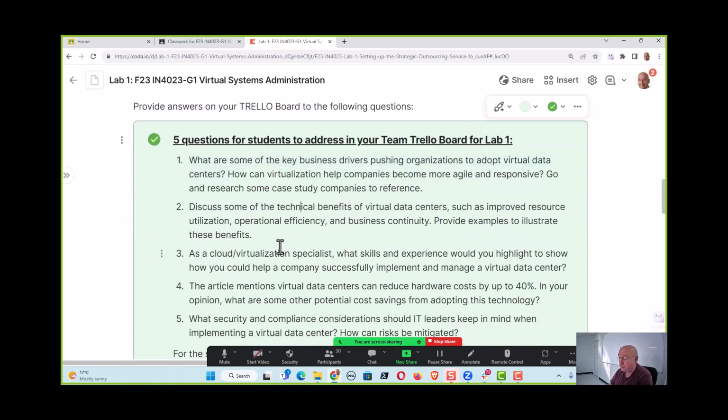Discuss some of the technical benefits of virtual data centers: improved resource utilization, operational efficiency. Now, business continuity, define what these terms mean. Business continuity means if the people running the company get killed, are there going to be other people who can figure out what they were doing and keep it going? If the company gets hit by an earthquake or, you know, a meteor from outer space or something lands on it, is their data backed up to another offsite location so they could keep going?